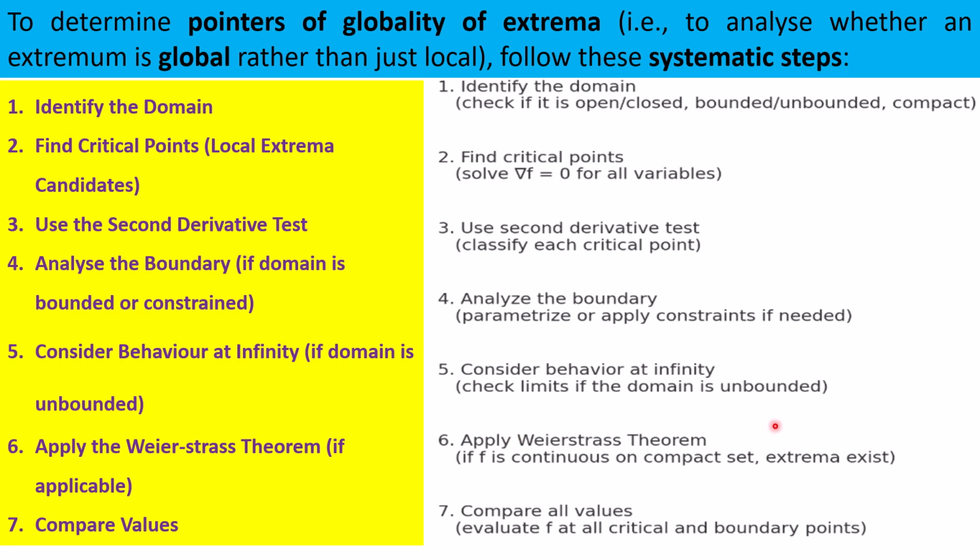Consider behavior at infinity. Check limits if the domain is unbounded. If f is continuous on a compact set, extrema exist. لو هي continuous على compact set يبقى الاكستريما موجودة. Compare all values of f, all critical and boundary points، وبالتالي اقدر نتيجة الكومباريزون دي اقدر اعرف اذا كانت global ولا مش global.